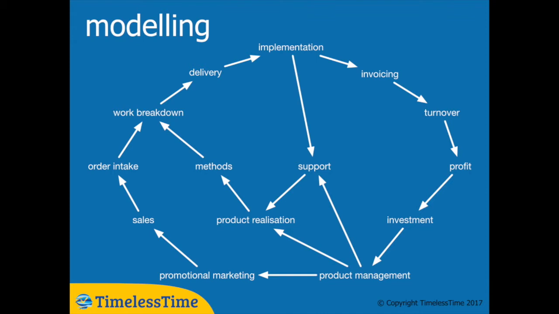And this is a very simple model. It's not meant to be for any particular company, and it is far, far from complete. But it gives the idea that, let's say, for example, that turnover creates profit, profit creates an investment. We invest in product realization. That gives us methods of manufacture, methods of production. That generates a work breakdown, which then goes to delivery, which then allows us to make things and deliver things. That's then implemented back round to invoicing, etc. We can look at those cycles, and this would be unique to every single business.